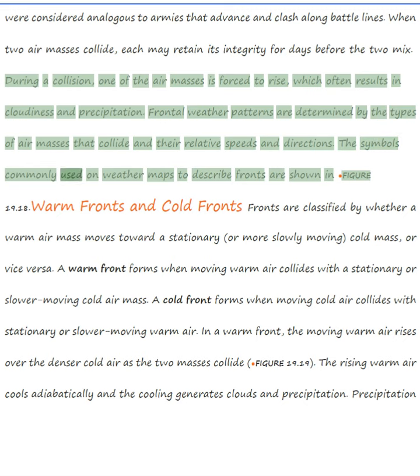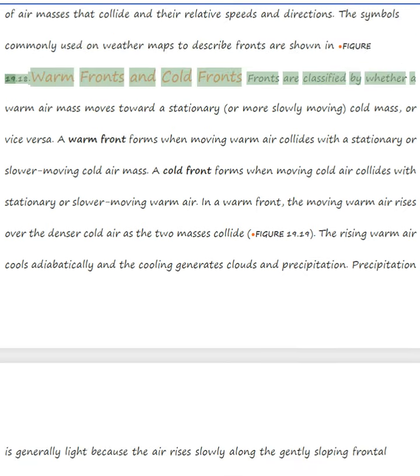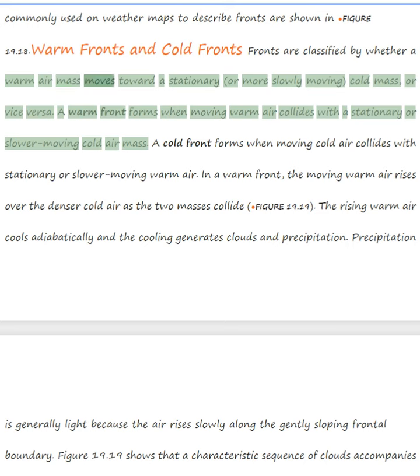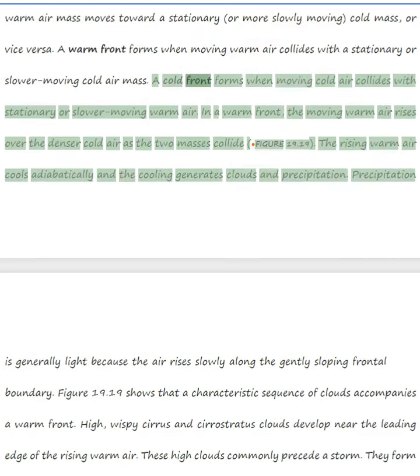The symbols commonly used on weather maps to describe fronts are shown in Figure 19.18. Warm fronts and cold fronts. Fronts are classified by weather. A warm air mass moves toward a stationary cold mass, or vice versa. A warm front forms when moving warm air collides with a stationary or slower-moving cold air mass. A cold front forms when moving cold air collides with stationary or slower-moving warm air.